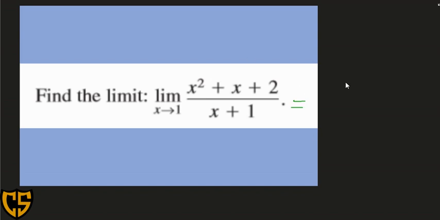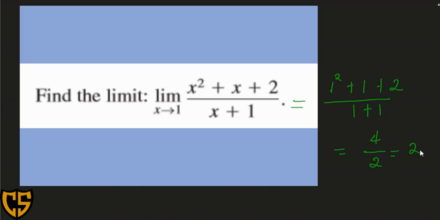Substituting into our function, we have x squared plus x plus 2 over x plus 1. So we have 1 squared plus 1 plus 2 all over 1 plus 1. So we have 1 plus 1 plus 2, which is 4 all over 2. So our answer will be 2.